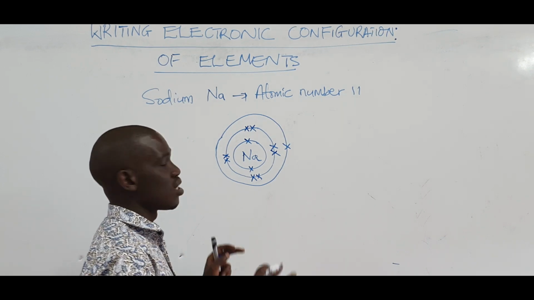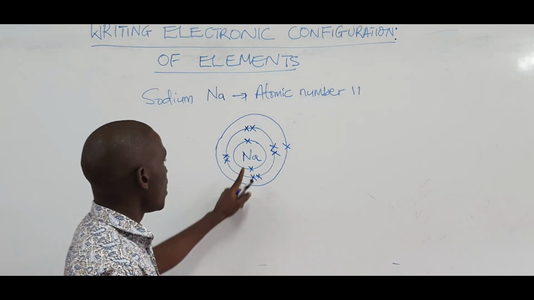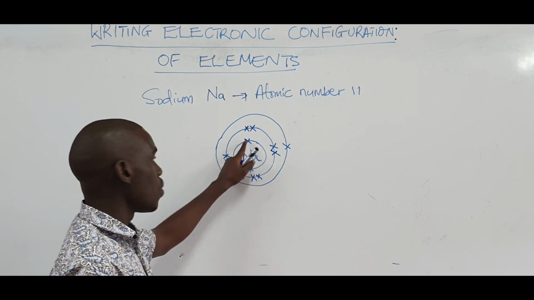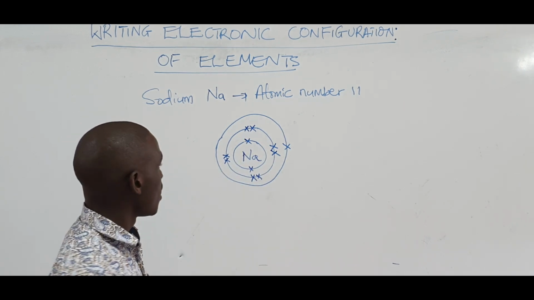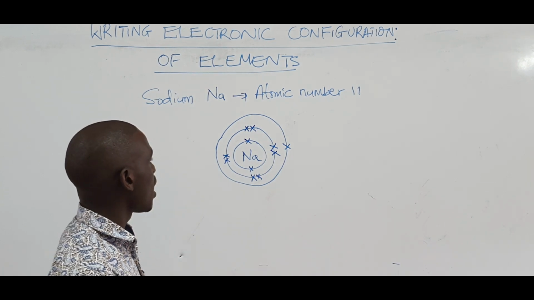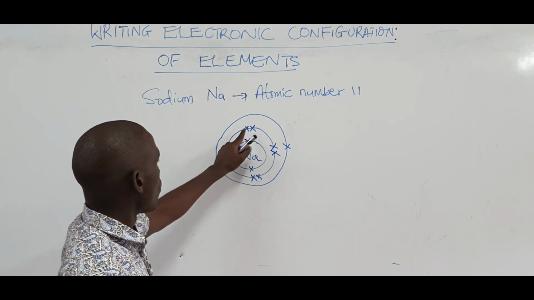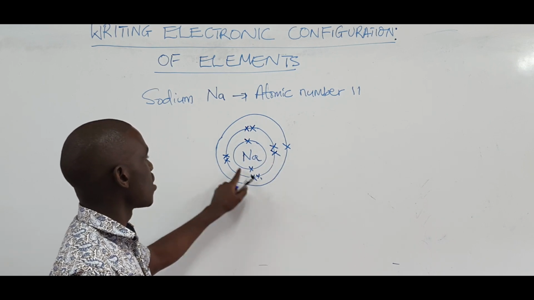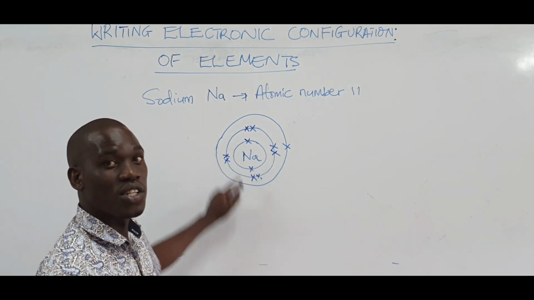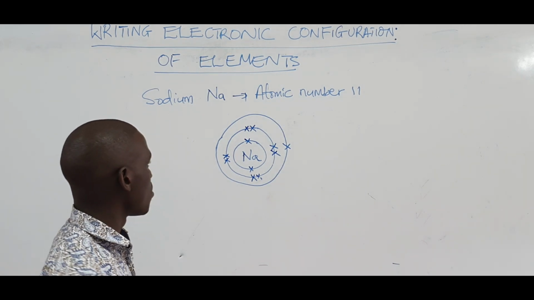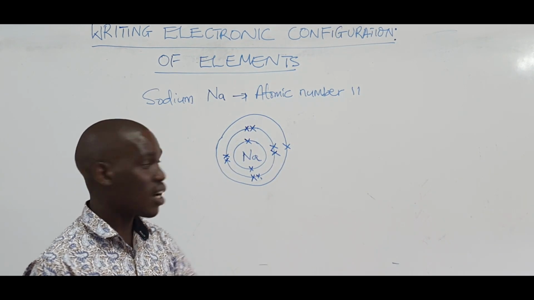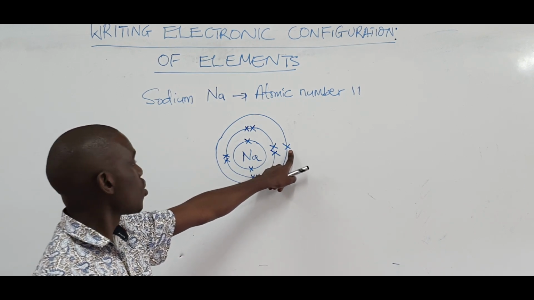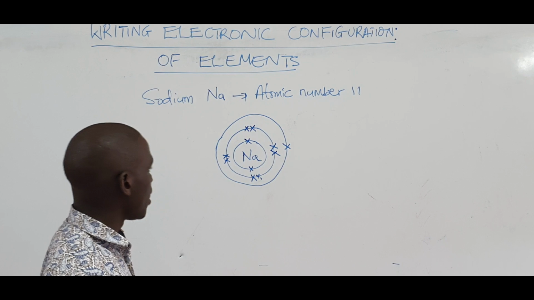Now, how do you write the electronic configuration? We are looking at the shells. The innermost shell has how many electrons? 2 electrons. The next shell has got how many electrons? 1, 2, 3, 4, 5, 6, 7, 8. So there are 8 electrons. The outermost shell has got how many electrons? We got only 1 electron.